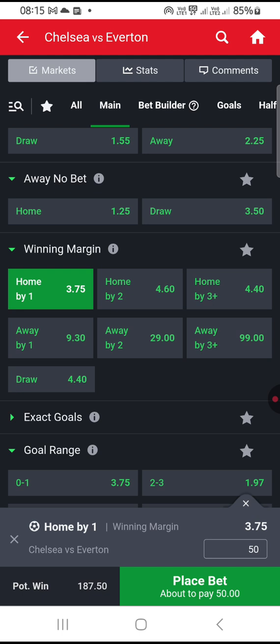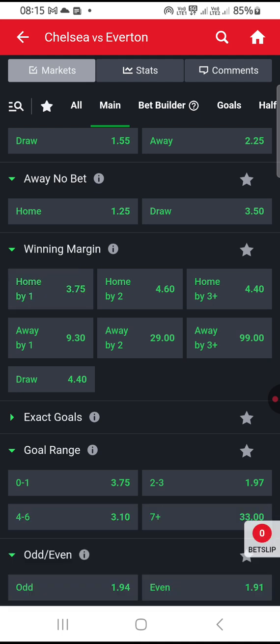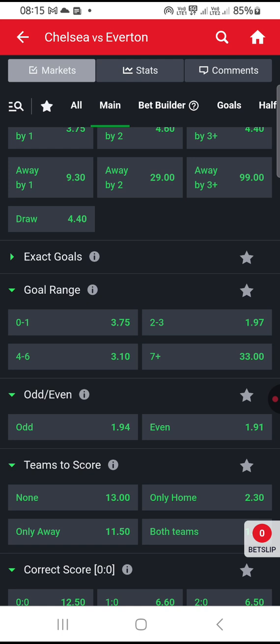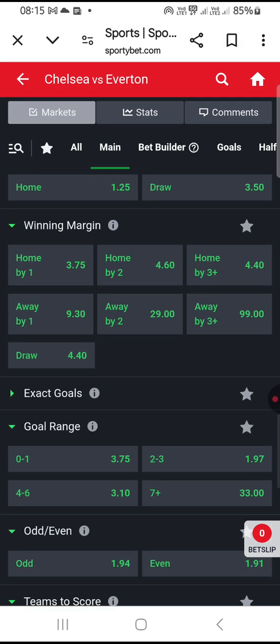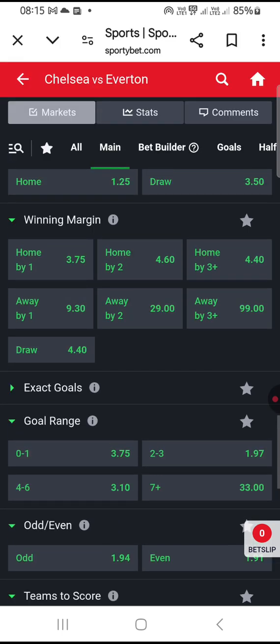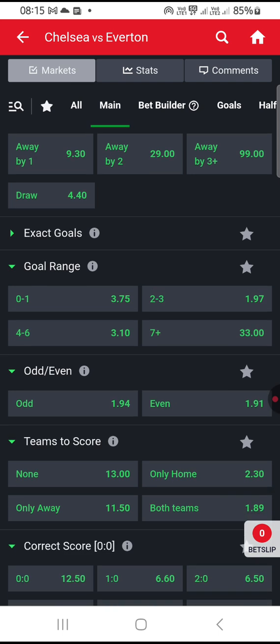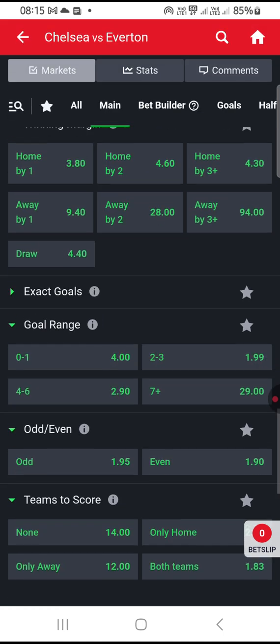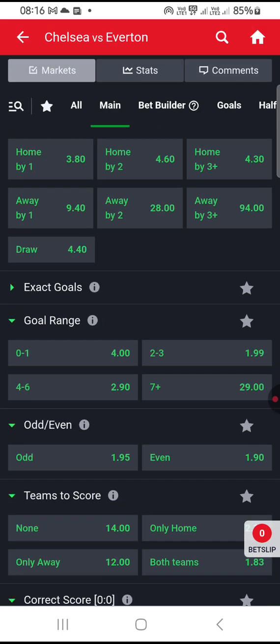Unless it is 2-1, because definitely we believe from there that Chelsea will have to score 2 goals. That correlates with the goal range. Now, whatever you play here in the winning margin can also be attributed in the goal range. So if you want to play two different games, and you choose here first, it will help you to choose under goal range.